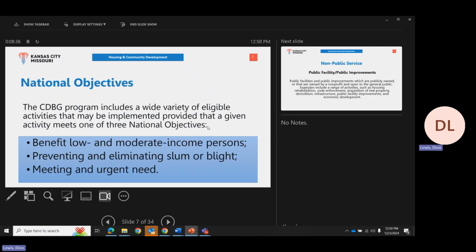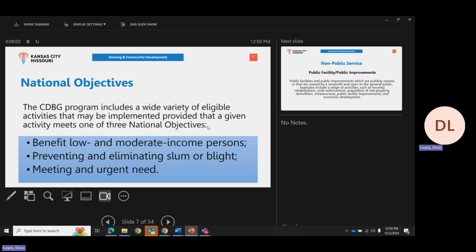National objectives. So pretty much it lines up with three different national objectives: to benefit the low-to-moderate-income person, the prevention and elimination of slum and blight, and then meeting the urgent need, right? And so that's the first step. And if your project doesn't do one of these three, you automatically don't qualify.